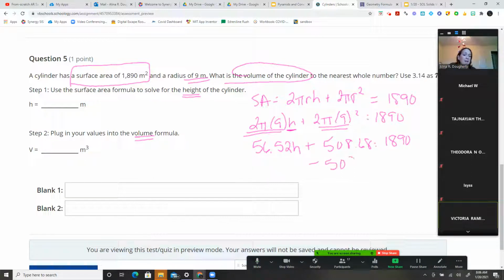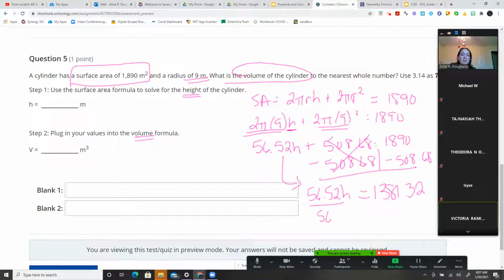I want to subtract out my whole number, so I'm getting rid of this. 1890 minus 508.68 gives me 1381.32, and then bring down the 56.52h. Then divide by 56.52, divide by 56.52.